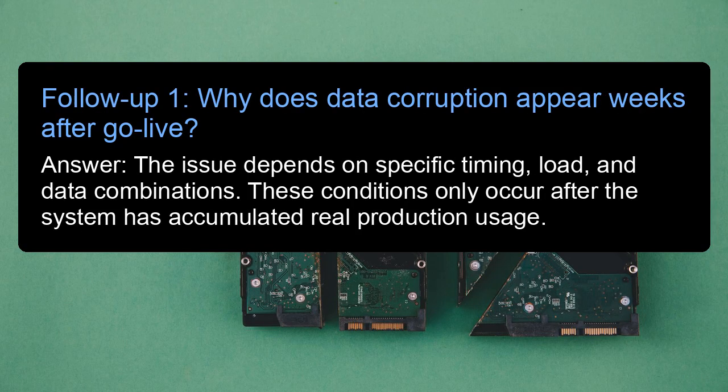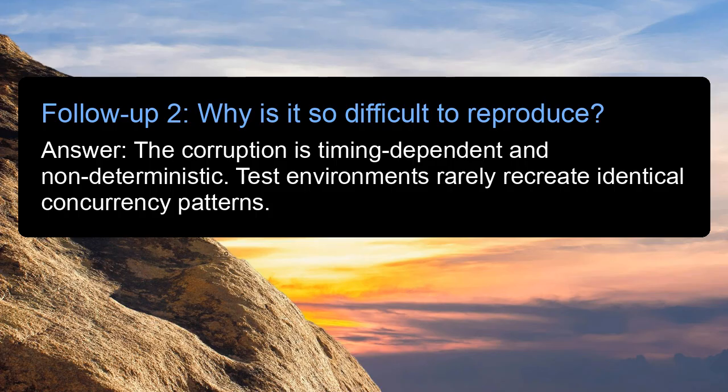Follow-up 1. Why does data corruption appear weeks after go live? Answer: the issue depends on specific timing, load, and data combinations. These conditions only occur after the system has accumulated real production usage. Follow-up 2. Why is it so difficult to reproduce? Answer: the corruption is timing dependent and non-deterministic. Test environments rarely recreate identical concurrency patterns.